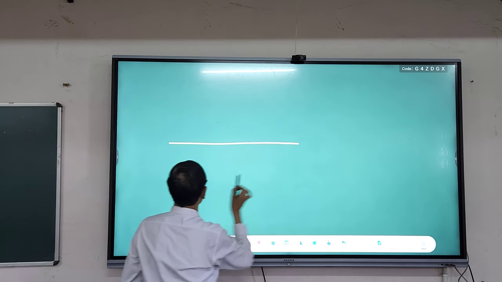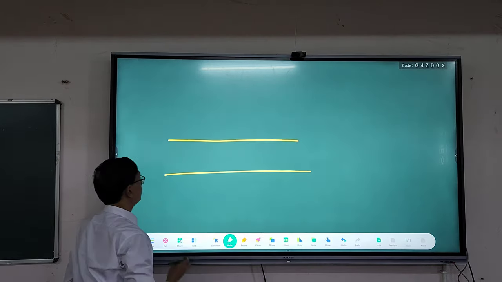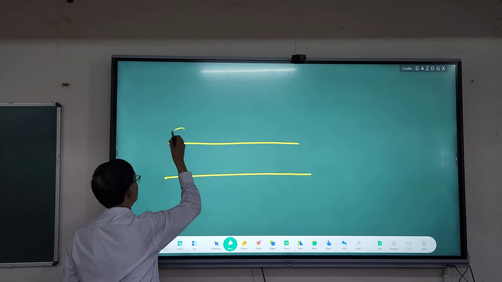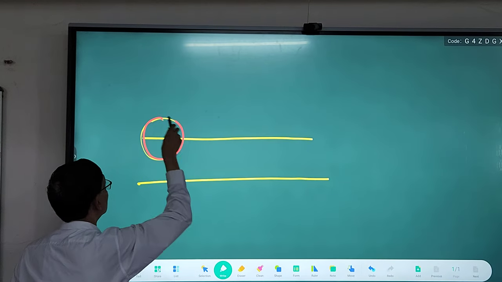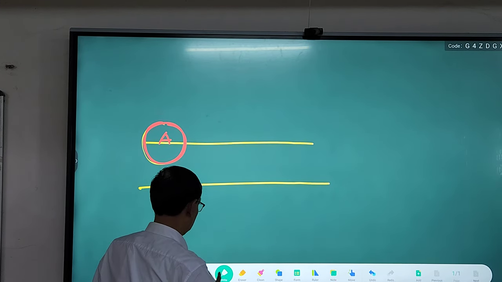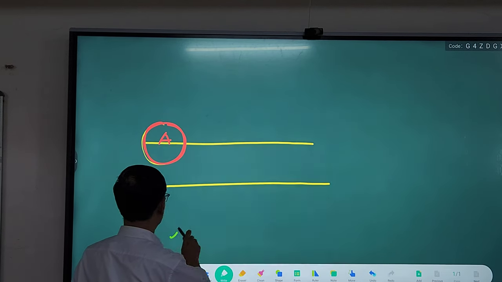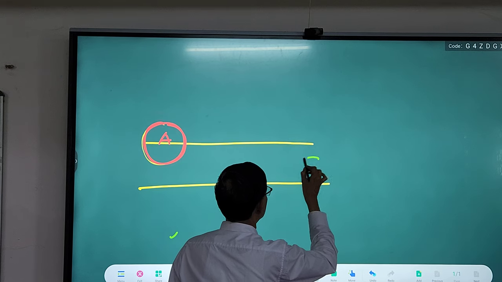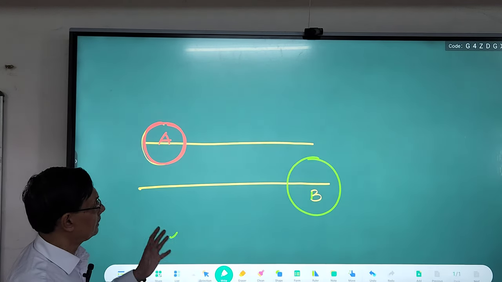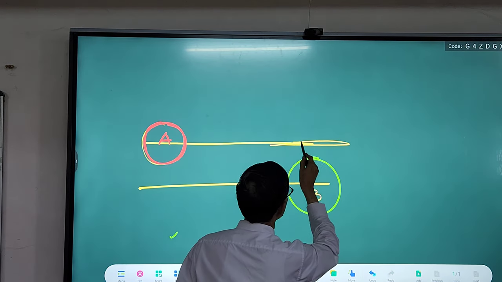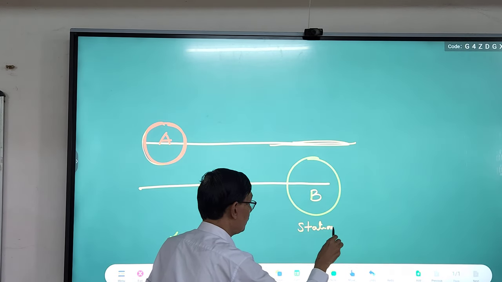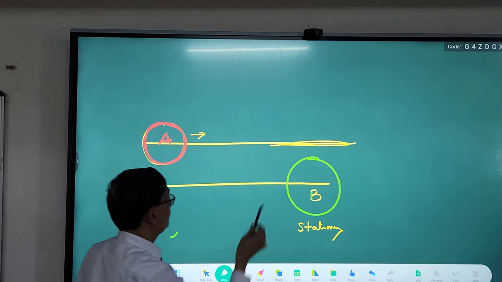Suppose, again it is imagination also, that here I am using red color, A, and green color, B. I'm just showing the impact parameter. And it is stationary, not moving, and it is moving. So it will come here.